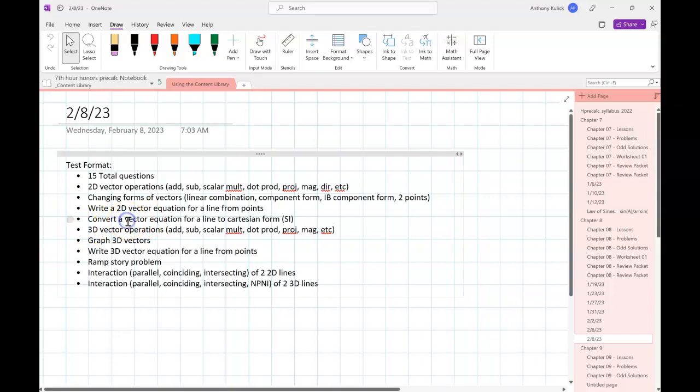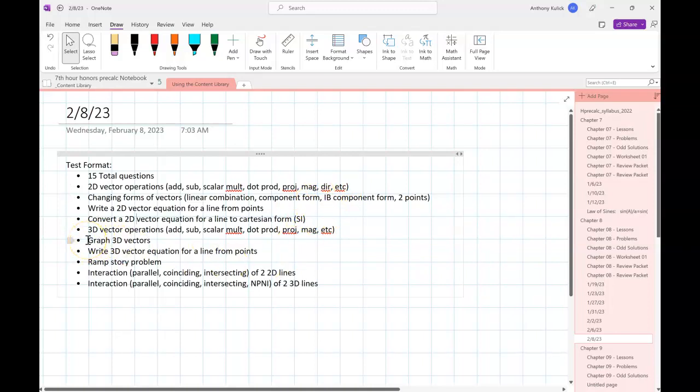And I should probably say, let's be specific there. That would be like a 2D. I wouldn't ask you to do that in 3D. You should be able to do 3-dimensional vector operations: addition, subtraction, scalar multiplication, dot product, projection, magnitude, etc. Notice the direction wasn't on that list.